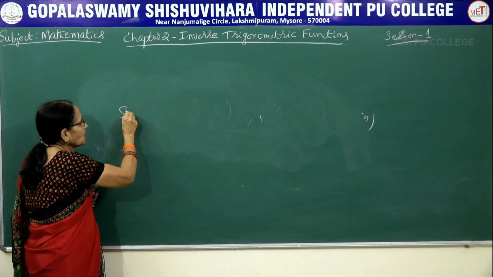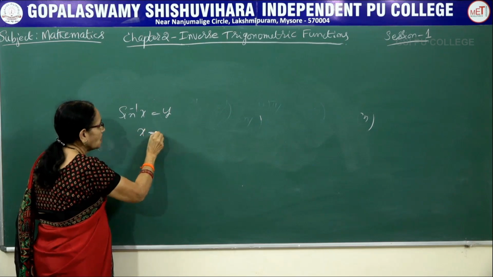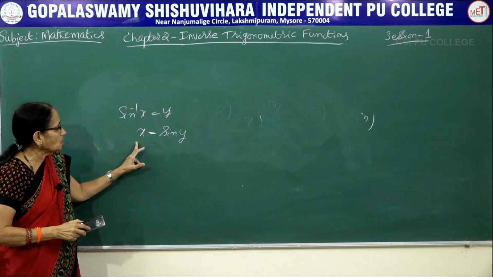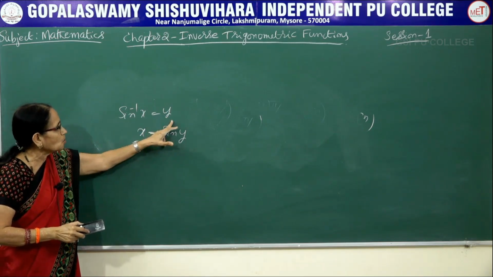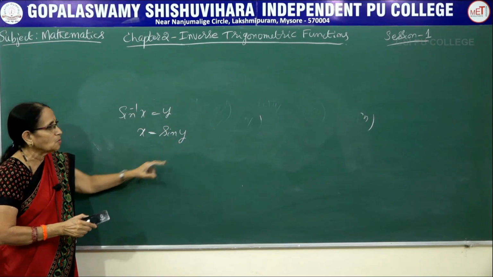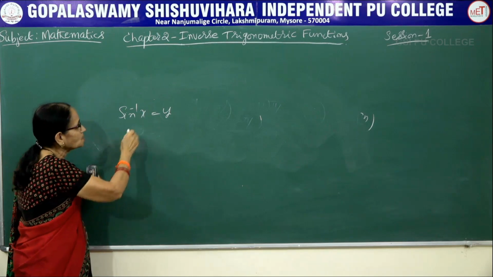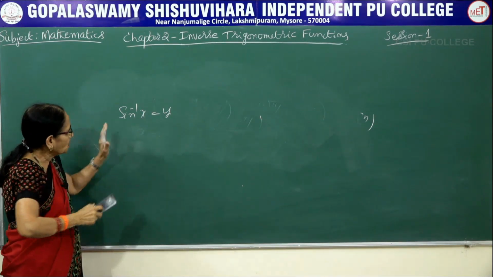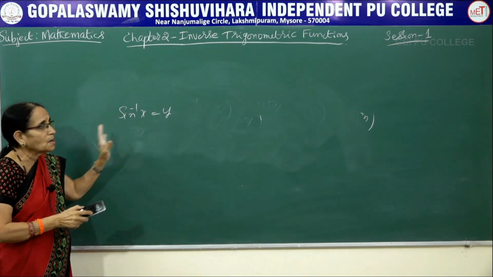That is, if sine inverse x is equal to y, then we write x to be equal to sine y. That is, if sine y is equal to x, then y can be written as sine inverse x. So, here, when you write sine inverse x, x is a real number and y would be an angle. So, whenever we discuss an inverse trigonometric function, this always gives us an angle.